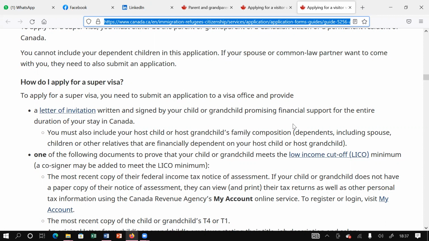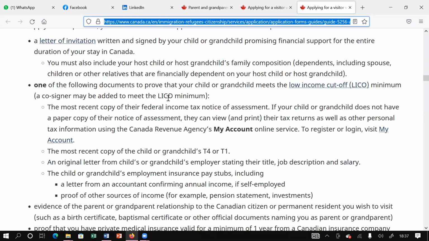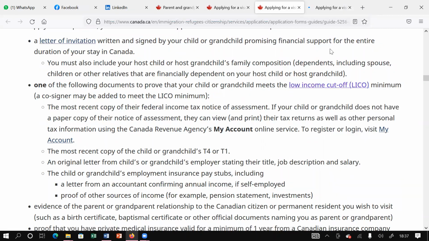The next one is one of the following documents to prove that your child or grandchild meets the low income cutoff. Let's see what the low income cutoff is.